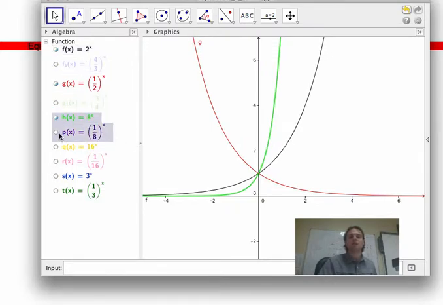Let's look at the next one. I have 1 over 8. What's unique about 1 over 8 and 1 over 2? What happens with those graphs when b is 1 over 8 or b is 1 over 2? What's happening? Remember, the b value is the one that is being affected by the x. It's how many times it's multiplied together.